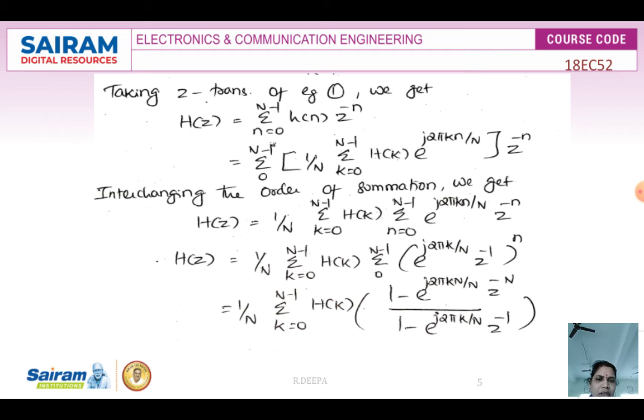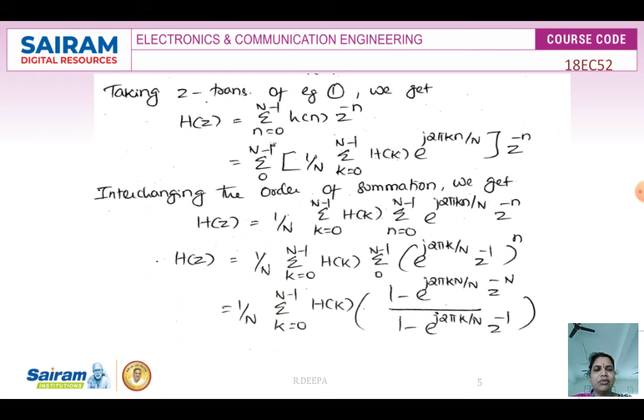So the second summation, if you observe, is summation n equal to 0 to N minus 1 of e power of j 2 pi k n by N into z power of minus n. So this is of the form summation 0 to N minus 1 of a power of n. So what is the formula for summation 0 to N minus 1 of a power of n? It is 1 minus a power of capital N divided by 1 minus a.